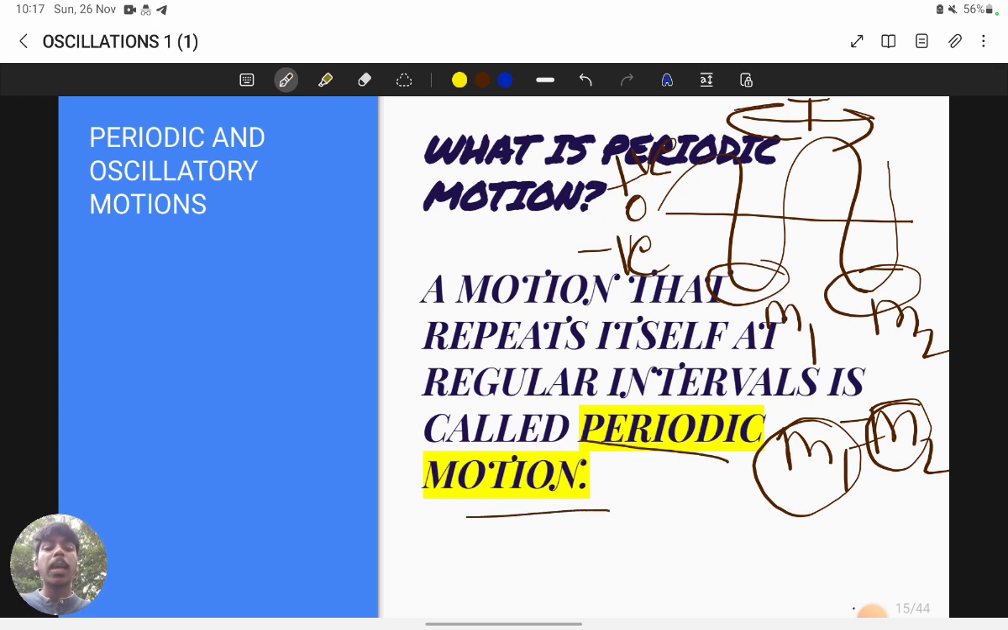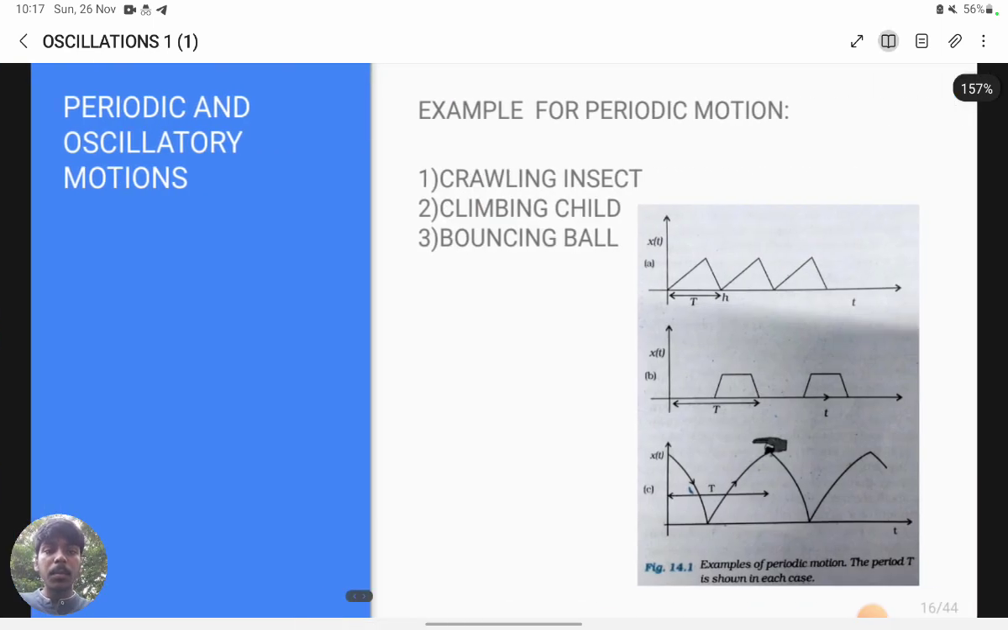At regular intervals the motion is being repeated, and that motion is called periodic motion. That interval is called the time period. So let us see examples of periodic and oscillatory motion.